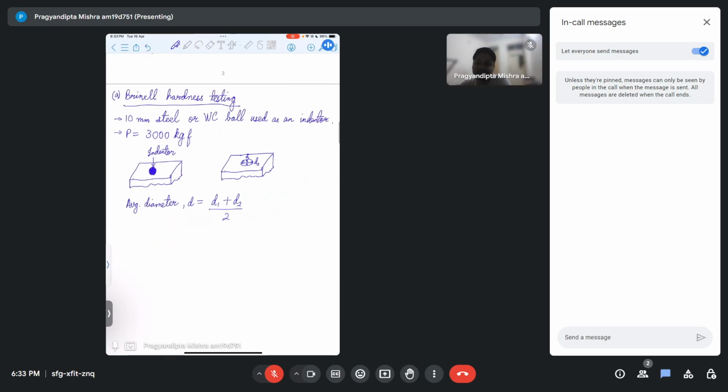Using this, we can find the Brinell hardness number, BHN, as 2P divided by pi capital D, in bracket, D minus root of D square minus small d square. So this is the Brinell hardness number.